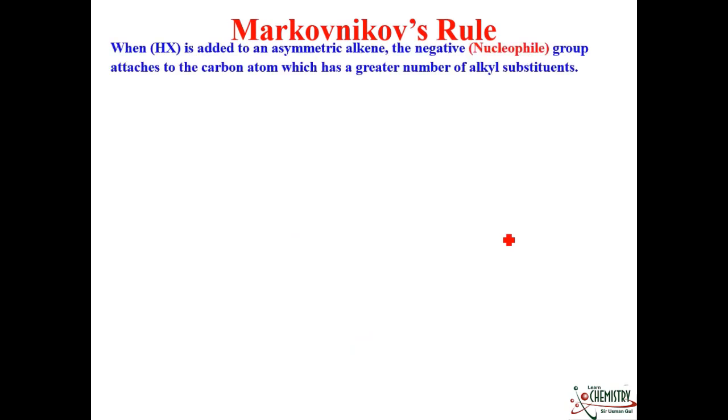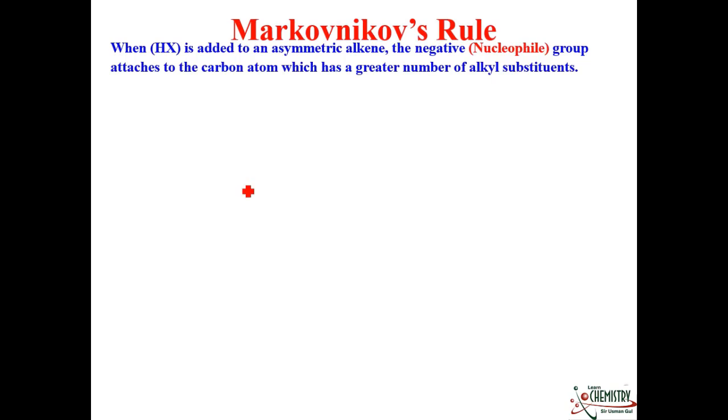In this slide, I will discuss what the Markovnikov rule is. The statement of the Markovnikov rule: when HX is added to an asymmetrical alkene, the negative group of the reagent always attaches to the carbon atom which has the greater number of alkyl substituents. Remember that the negative group, or you can also say the nucleophile, will always attach to the most substituted alkyl group carbon.